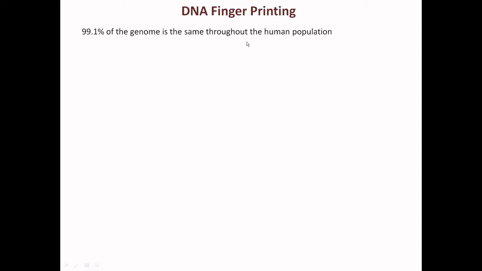99.1% of the genome is the same for the human population. So the remaining 0.9% of the genome is used in identifying individuals.